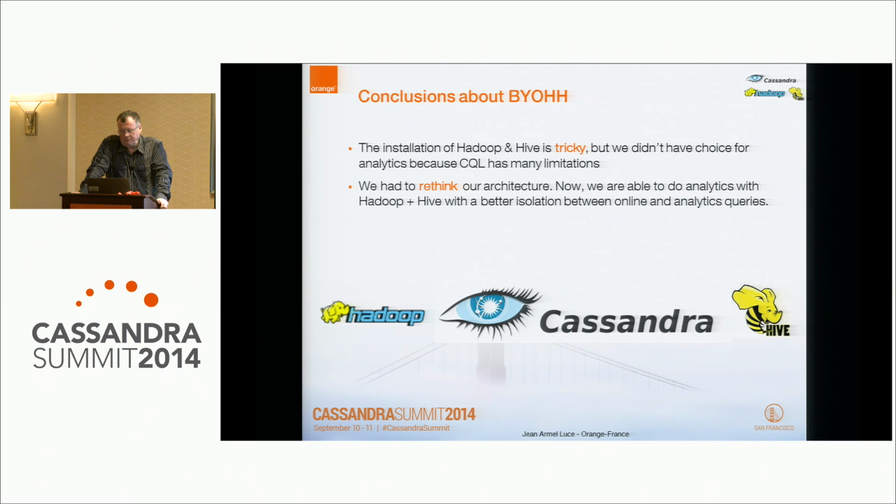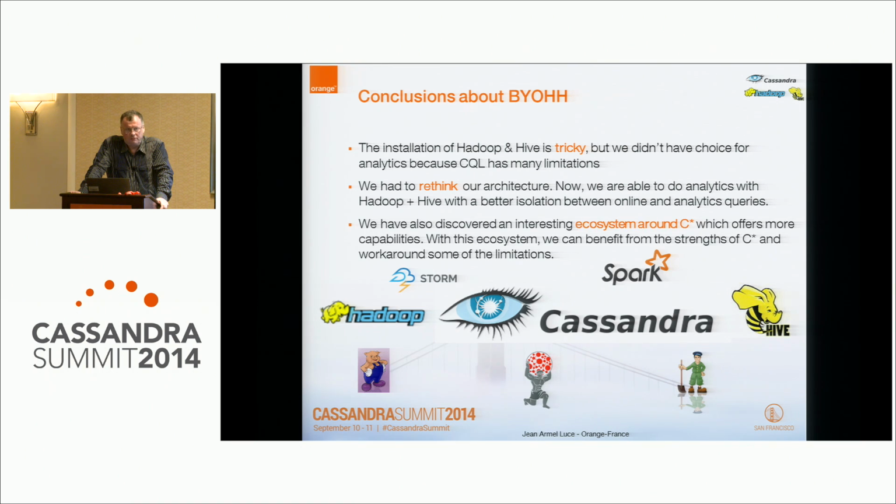And now, what is very interesting is that we are able to do analytics with Hadoop and Hive, but we also have a better isolation between Hive and Cassandra. I remember that when we were using relational databases, we were running our queries, scanning tables, running our analytic queries on the same server as the online queries. So it was not very safe to do this kind of thing. And here, we had to rethink our architecture because it was not possible to do that. And now we have a better quality of service, a better behavior of our application.